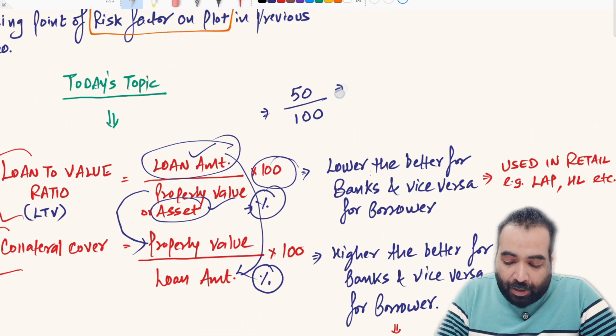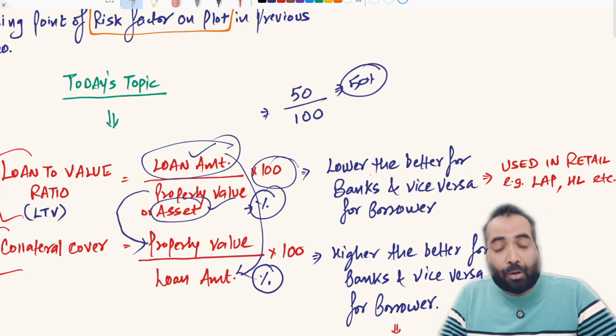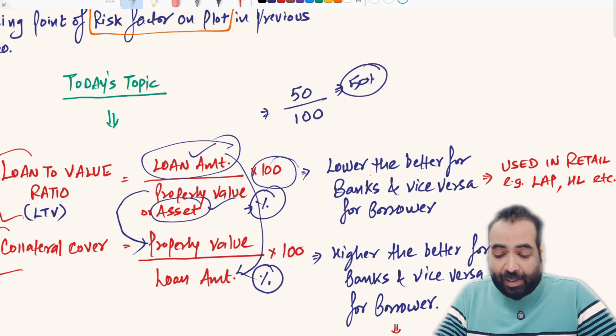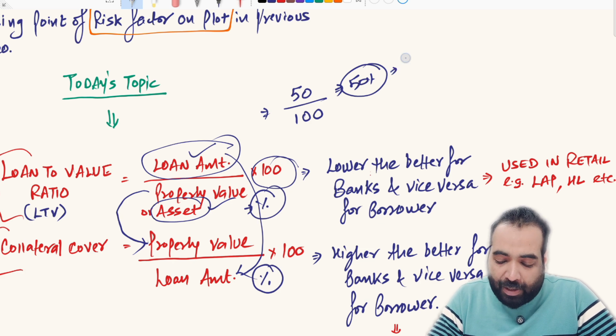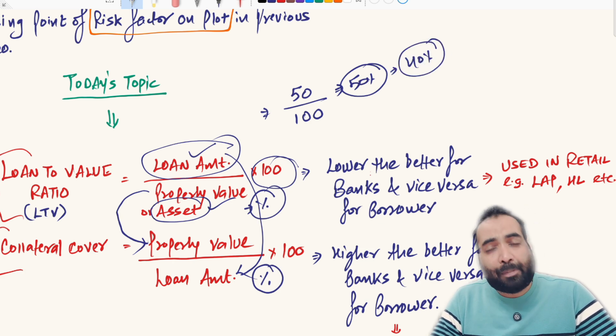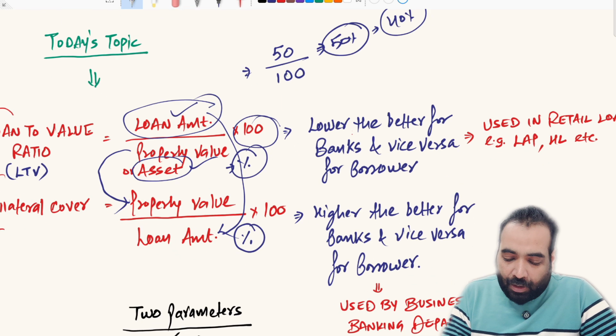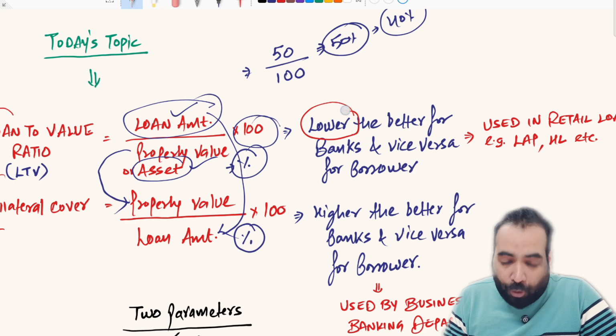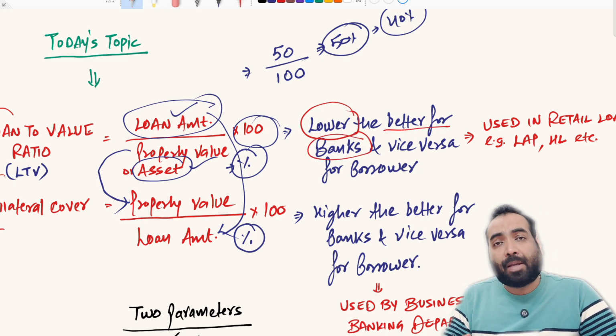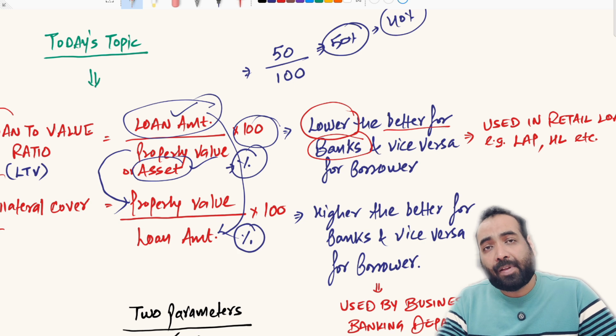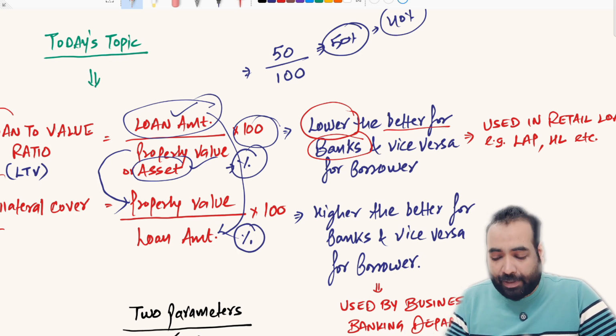So here your loan to value ratio is a mere 50%. If your loan to value ratio becomes 40%, then it means you are giving only 40% of the value of the security as a loan. So the lower the ratio, the lower the percentage, the better it is for the banks, because the banks are safer if the percentage is on the lower side.